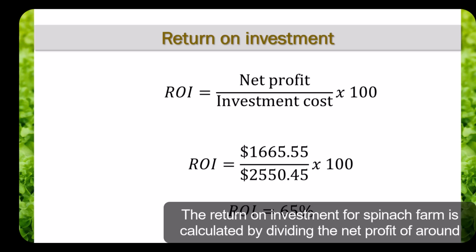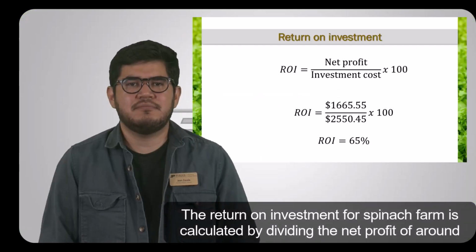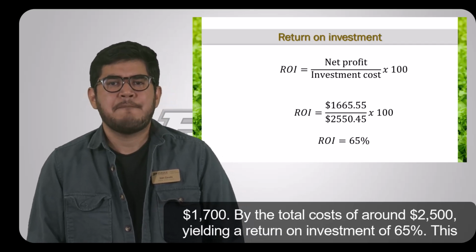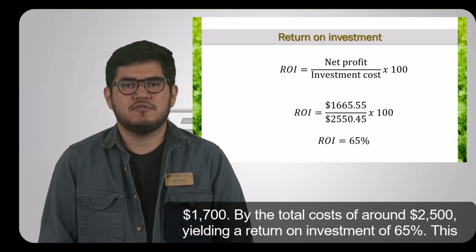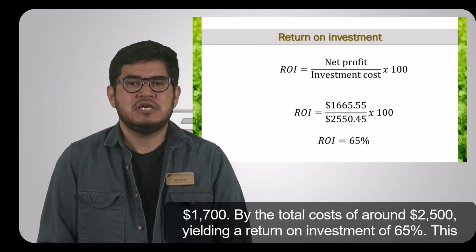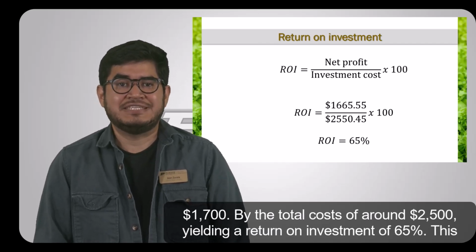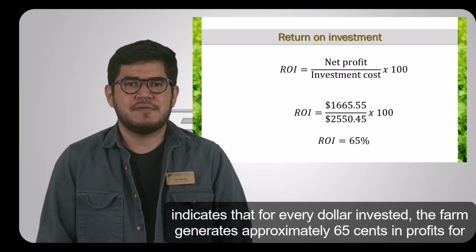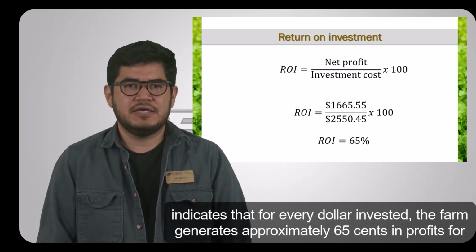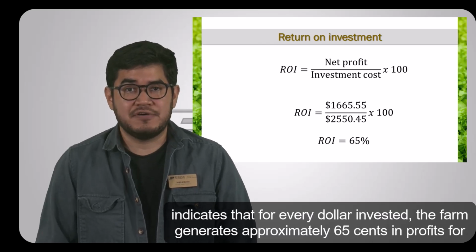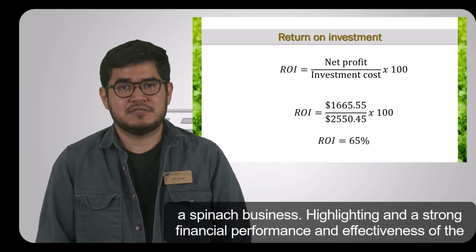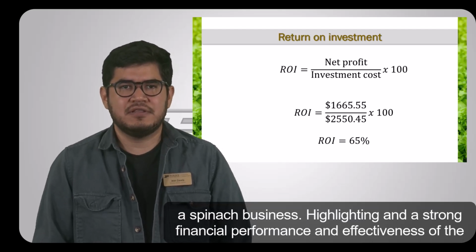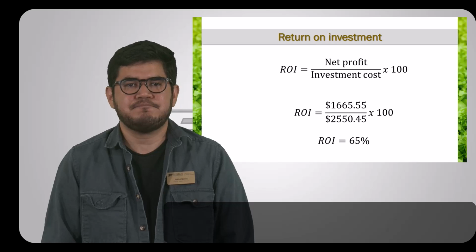The return on investment for a spinach farm is calculated by dividing the net profit of around $1,700 by the total cost of around $2,500, yielding a return on investment of 65%. This indicates that for every dollar invested, the farm generates approximately 65 cents in profit for the spinach business, highlighting a strong financial performance and the effectiveness of the investment strategy.